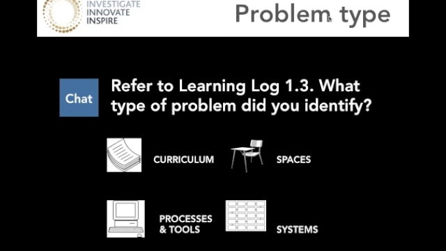So if you can look at that question that you had, that beginning idea for what you might address, just in the chat box, either type the word curriculum or spaces or processes and tools or systems, just to give us an idea of the kind of question that you're asking or thinking about asking. And if it's more than one, type in both, because they may not be discrete.